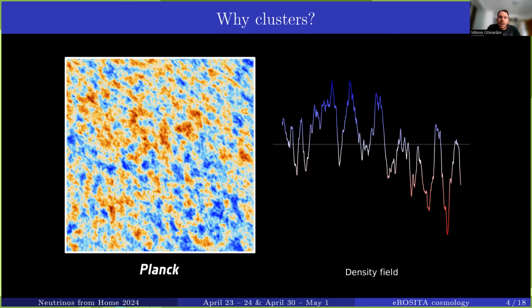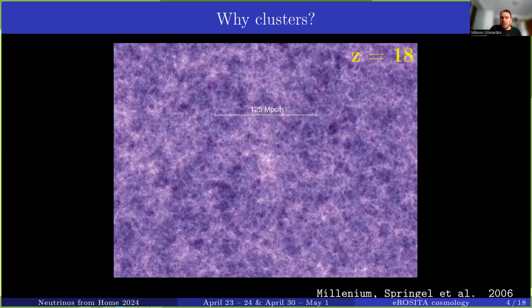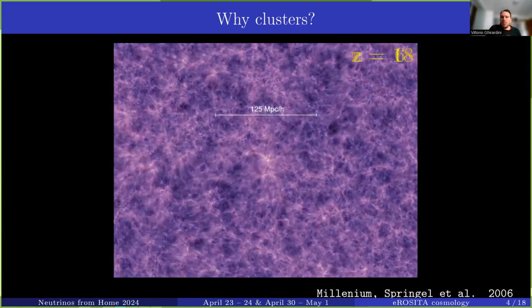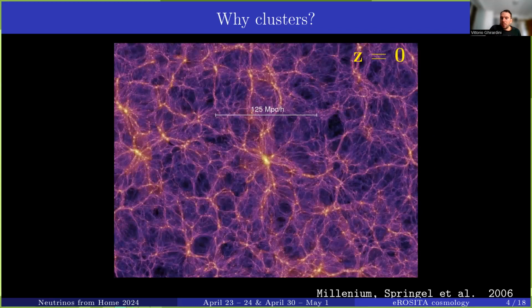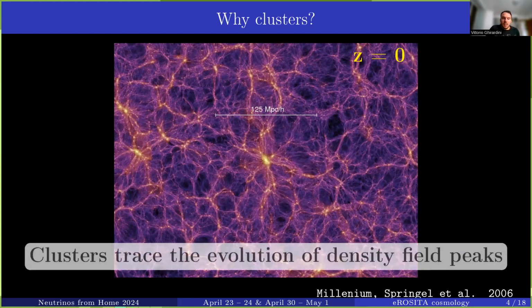If you take a small patch of Planck CMB maps, where you have these minuscule fluctuations of order 10^-5 between the cold spots and hot spots, this is a temperature field, and in the early universe it corresponds basically one-to-one to a density field, like the one you see on the right-hand side in 1D. If you take a region of space close to one of these peaks in the density field, put that into simulations, and let the simulations evolve up to the present time, or redshift 0, you find that exactly where you had this primordial peak, you have formed the galaxy clusters that we know of today. So clusters trace the evolution of the peaks in the density field.